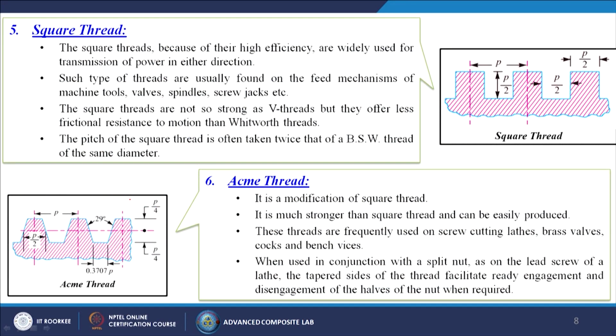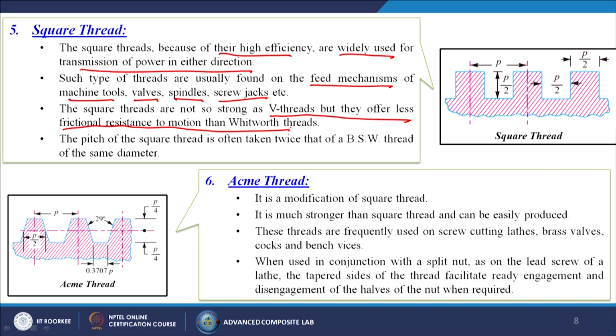Next, come to the square thread. The square threads, because of their high efficiency, are widely used for transmission of power in either direction. Such threads are usually found on the feed mechanisms of machine tools, valves, spindles and screw jacks. The square threads are not as strong as V threads, but they offer less frictional resistance to motion than the Whitworth threads. The pitch of the square thread is often taken twice that of a BSW thread of the same diameter. So, now here P and this is P by 2. So, this is the square thread. Where we need the maximum mechanical strength, generally we use this kind of square thread.